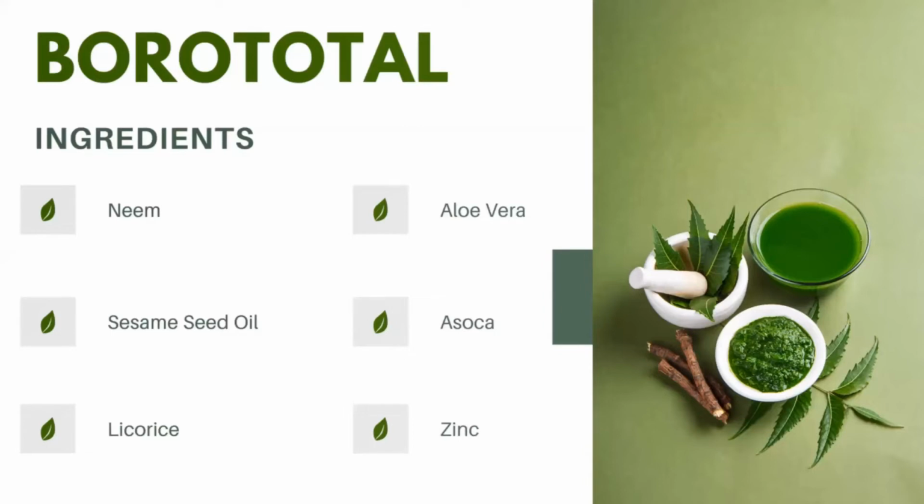Ashoka. Ashoka has anti-inflammatory properties and is a natural astringent, hence skin cleanser. It reduces irritation and burning sensations in the skin.